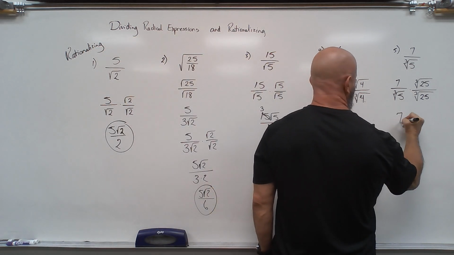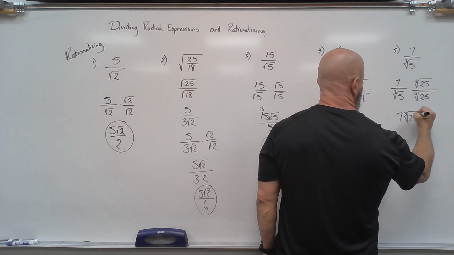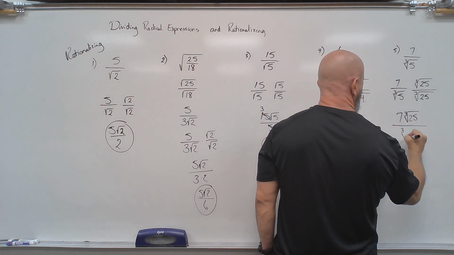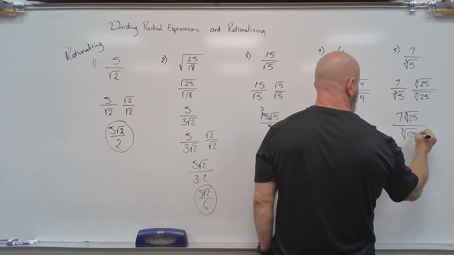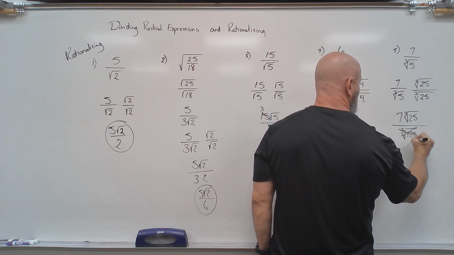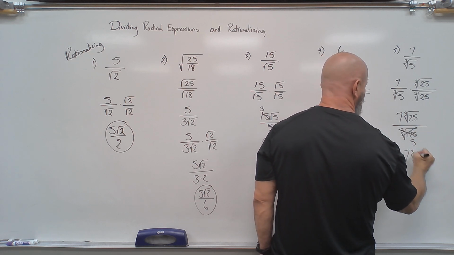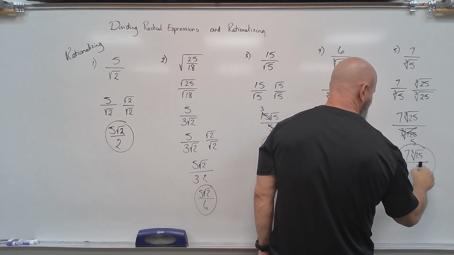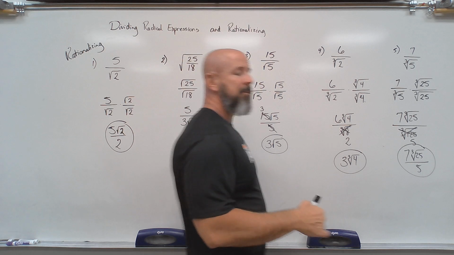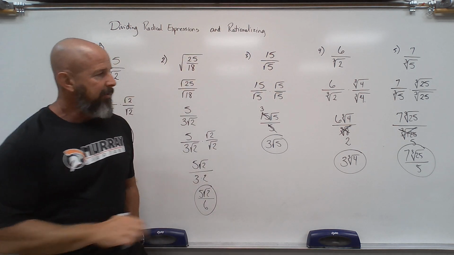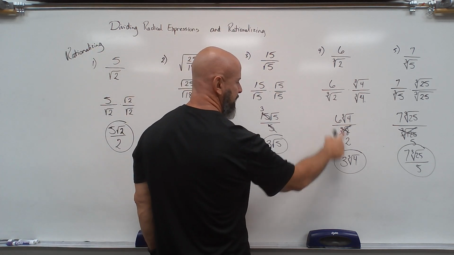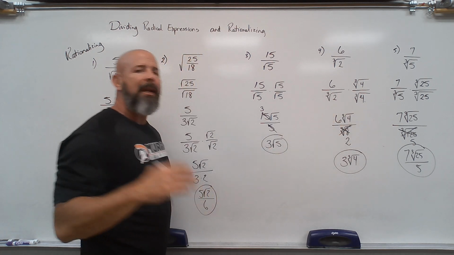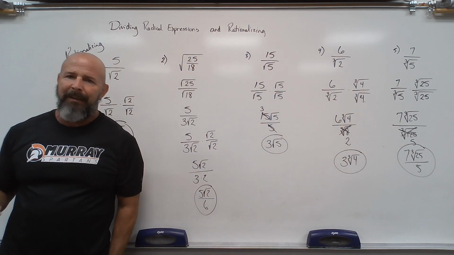So I would have 7 cube root 25 over the cube root of 125. And cube root of 125 is 5. So 7 cube root 25 over 5. And now we've got one that doesn't reduce any further. That's okay. Sometimes they will. Sometimes they won't, but I still eliminated that radical.